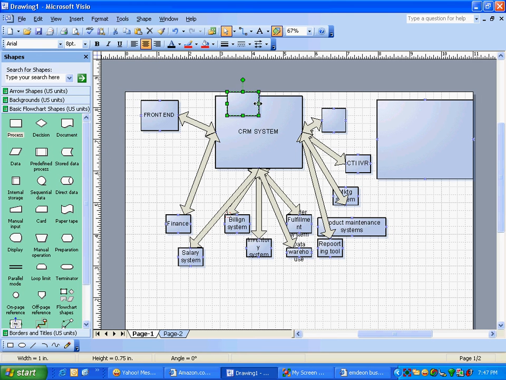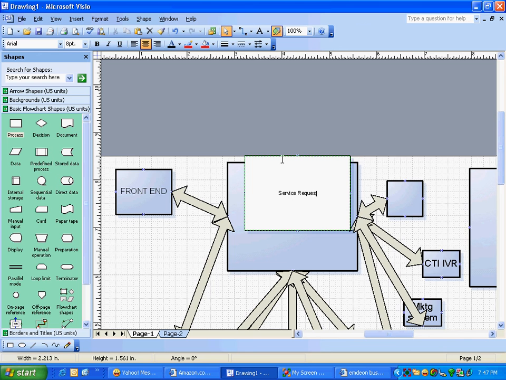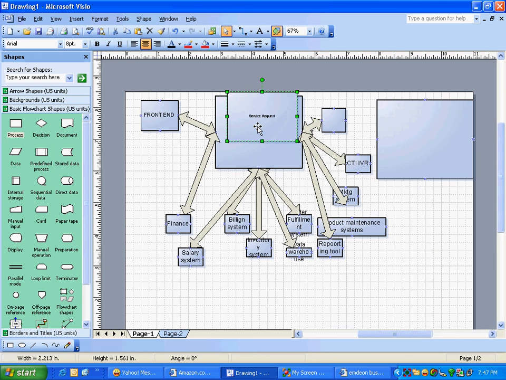As part of the CRM system, there is a service request module. In this service request, when you call customer service and say, I have a billing problem, they adjust your bill. That means this service request has to be talking to this billing system.